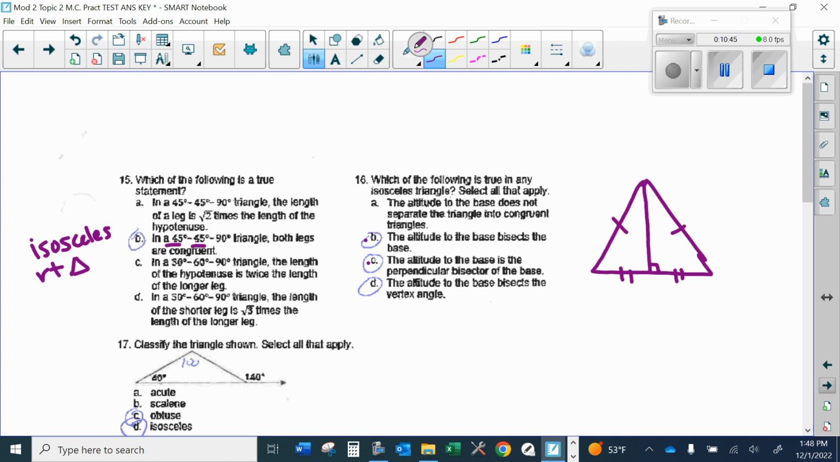The altitude to the base bisects the vertex angle. Remember, this is called the vertex angle up here, and that does bisect it. Those are congruent. Okay, the altitude to the base does not separate the triangle into two congruent triangles? Yes, they are two congruent triangles. Okay, I have that right there. I could use that right there and have SAS from either this side here or this side here, and I have SAS. I actually have SSS as well. Okay, there's plenty of ways of proving those two triangles congruent.